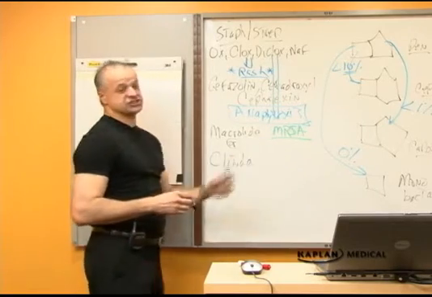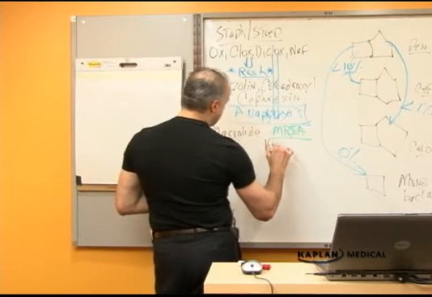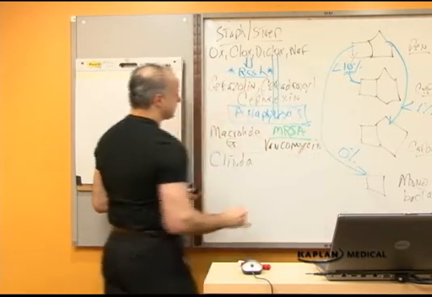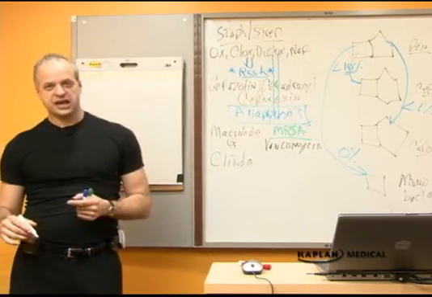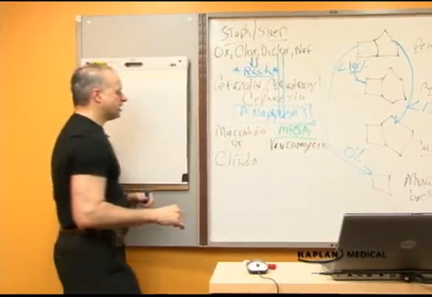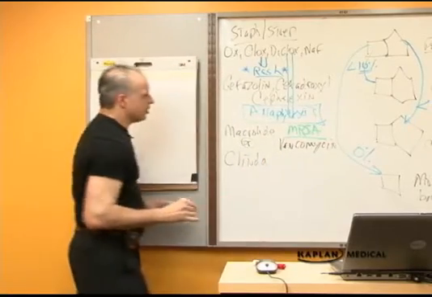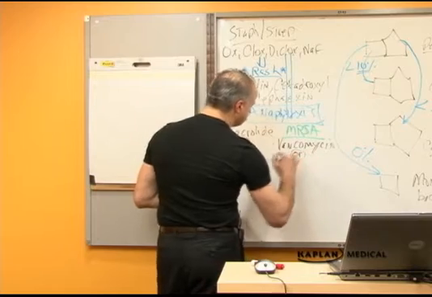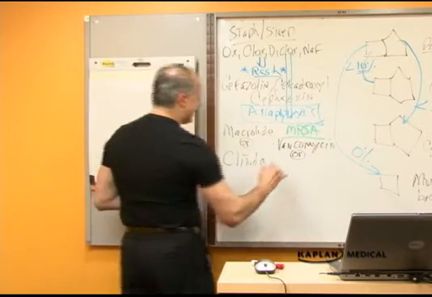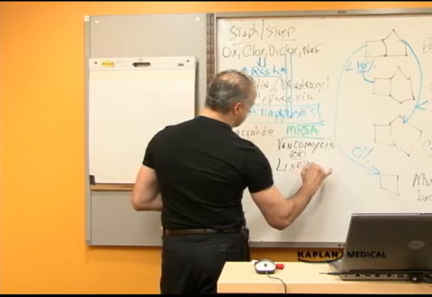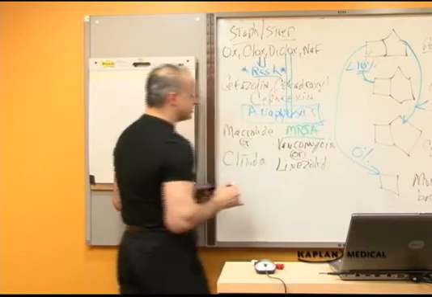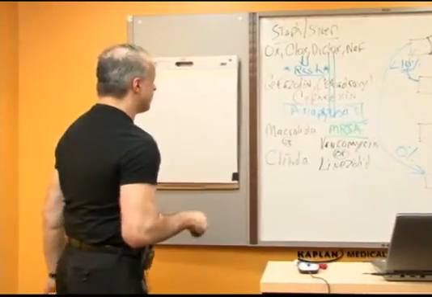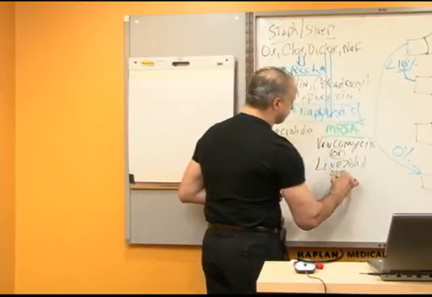Drugs for methicillin-resistant Staph aureus. Vancomycin. What do you use for methicillin-resistant Staph aureus? Vancomycin or linezolid. Vancomycin or linezolid or the other drug.